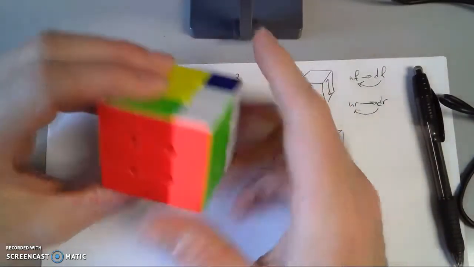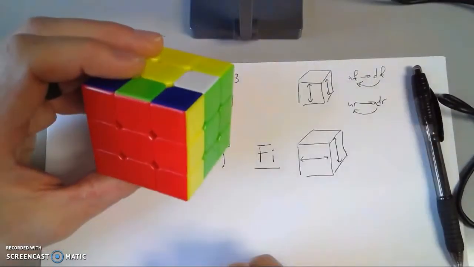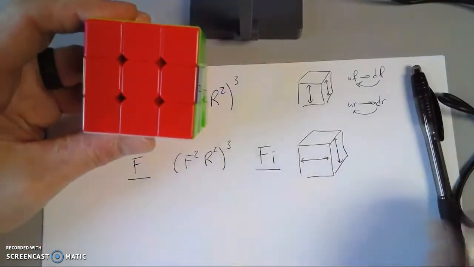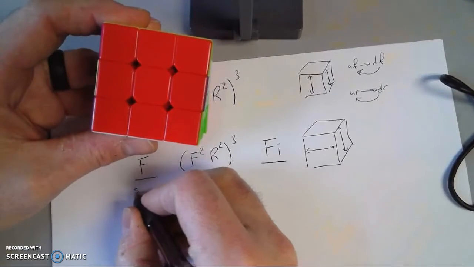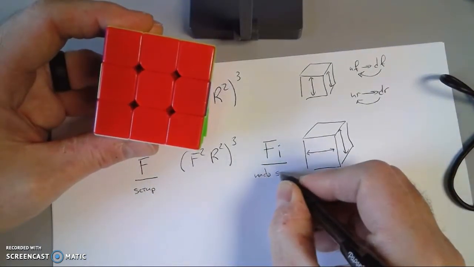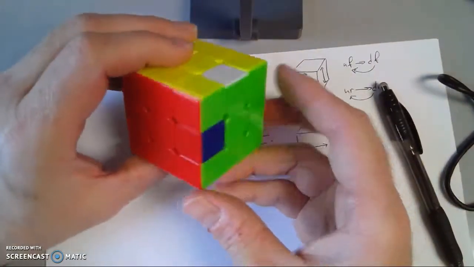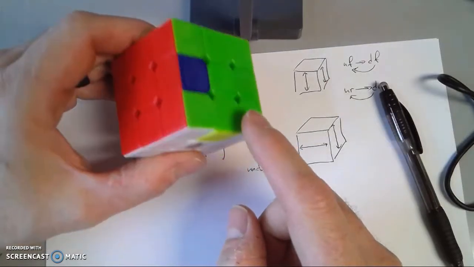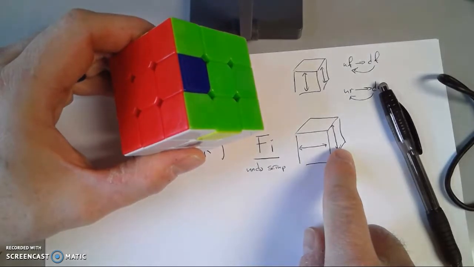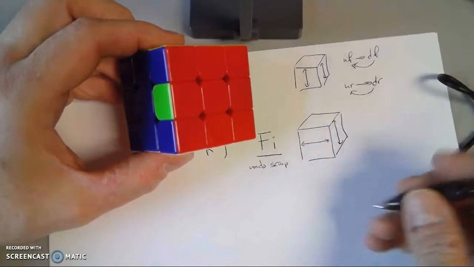F squared, R squared, F squared, R squared, F squared, R squared. And then I undo my setup, Fi. And so this is a conjugate because I have a setup, and then I undo the setup. And well, what's happened? Well, I have the up right and the down right, those changed as before. But now I have the front right and the front left are changing.